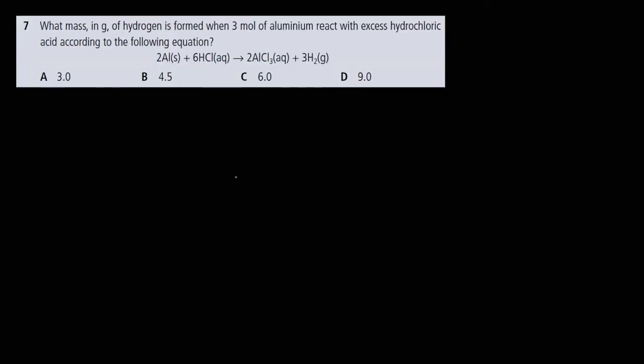What mass in grams of hydrogen is formed when 3 moles of aluminum react with excess hydrochloric acid according to the following reaction? So let's focus on the aluminum and the hydrogen here, since that's what the problem is asking us about. What we can interpret this as is for every 2 moles of aluminum, we'll get 3 moles of hydrogen in the products if we have excess hydrochloric acid. So if we have 3 moles of aluminum, then these 3 moles will react in a 3:2 ratio.